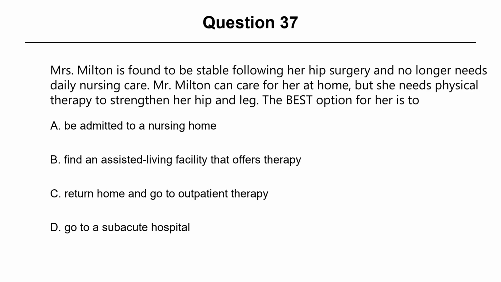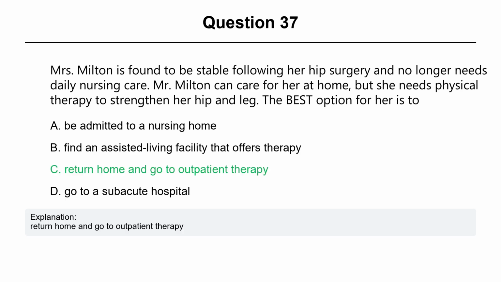Question 37. Mrs. Milton is found to be stable following her hip surgery and no longer needs daily nursing care. Mrs. Milton can care for her at home, but she needs physical therapy to strengthen her hip and leg. The best option for her is to option A, be admitted to a nursing home, option B, find an assisted living facility that offers therapy, option C, return home and go to outpatient therapy, option D, go to a subacute hospital. The correct answer is option C, return home and go to outpatient therapy.